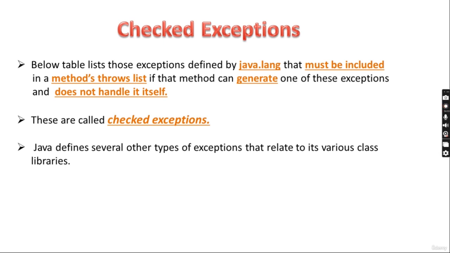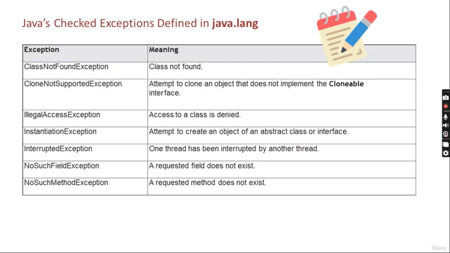Java defines several types of exceptions that relate to various class libraries. Checked exceptions: ClassNotFoundException, class is not found. CloneNotSupportedException, attempt to clone an object that does not implement the Cloneable interface. It must implement this interface. IllegalAccessException, access to class is denied. InstantiationException, attempt to create an object of an abstract class or interface. InterruptedException, one thread has been interrupted by another thread. NoSuchFieldException, a requested field does not exist. NoSuchMethodException, a requested method does not exist.